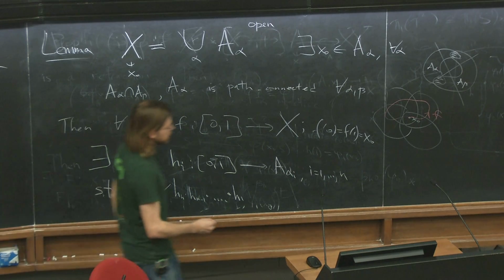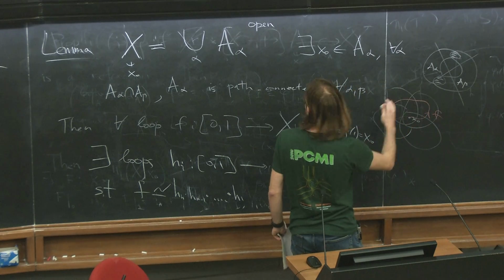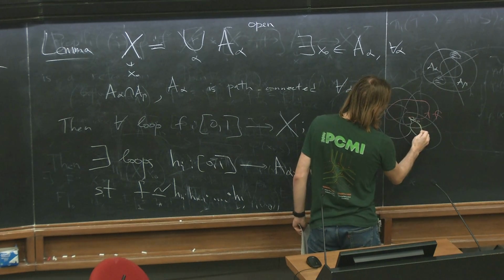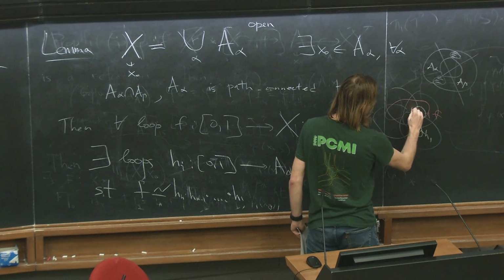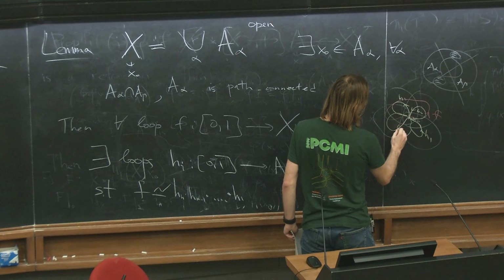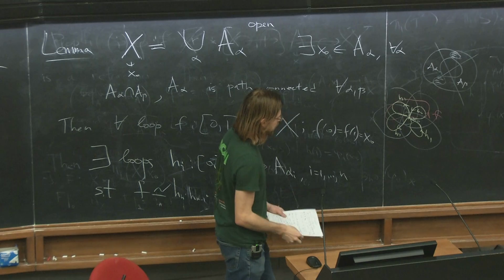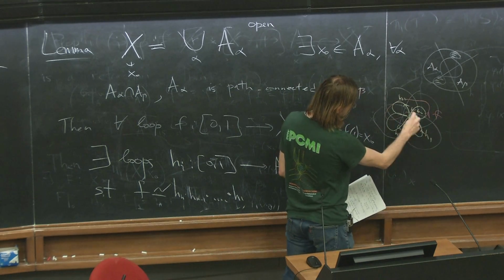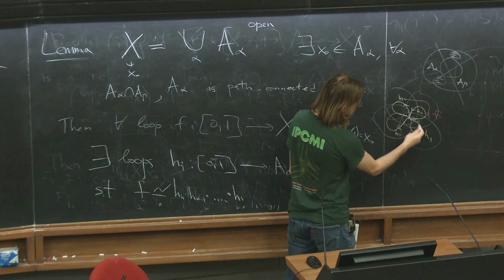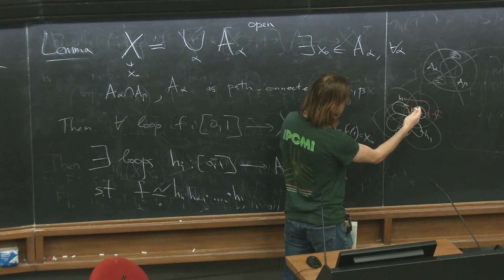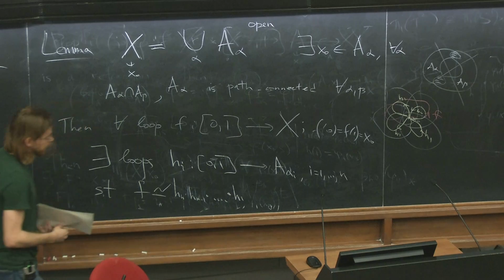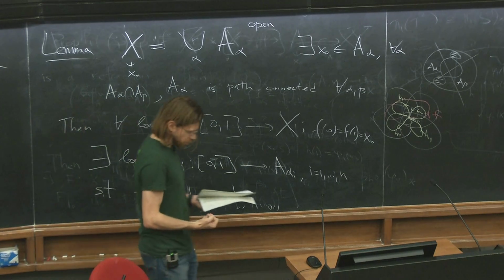You have some loop f which wanders around in our space X, but the point is you can always consider a bunch of loops h1, h2, h3, h4, as many as you want, so that each of them is contained in one of these open sets, and the composition of these loops h_i is homotopic to our big loop f. And this is what we will prove next time.